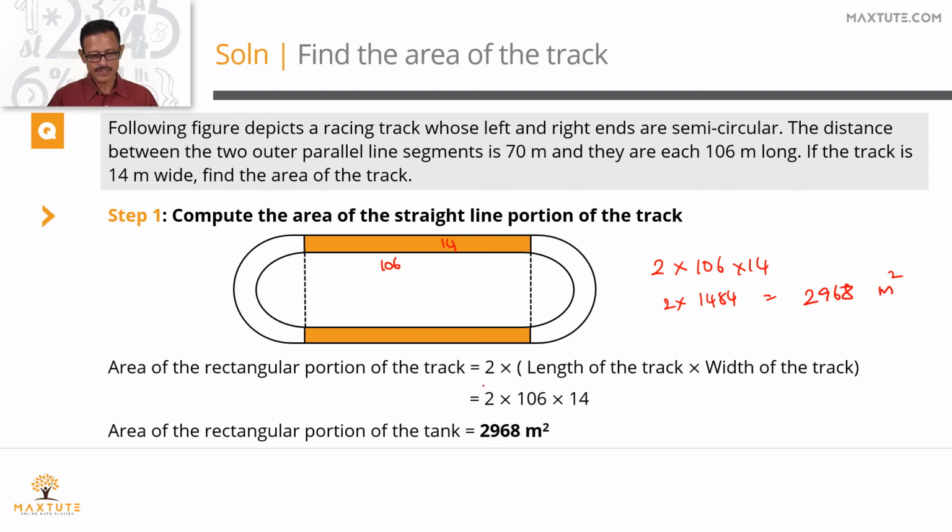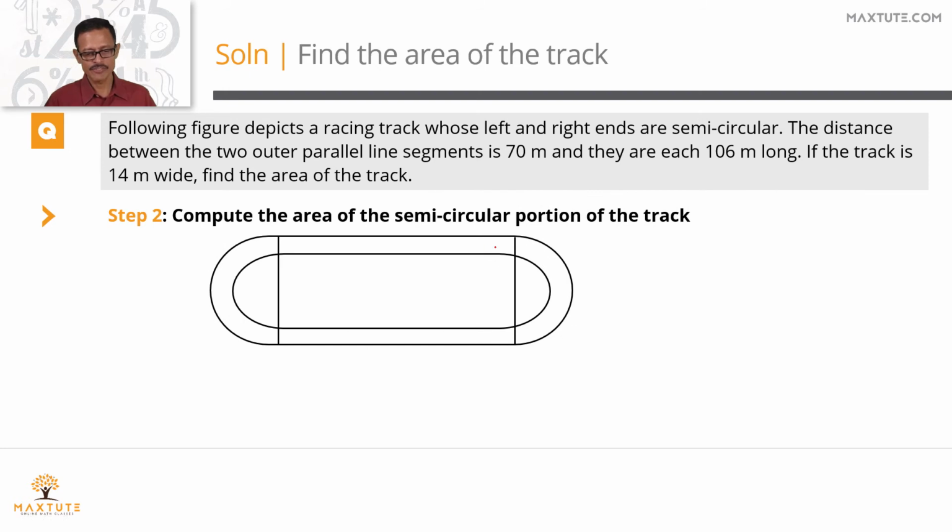Quickly run through it in a printed form. 2 times length times width, which is 2968. This is very, very simple. Next part, we're going to find out the area of both these semicircular portions.